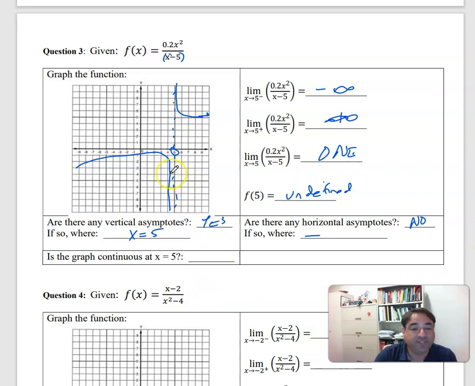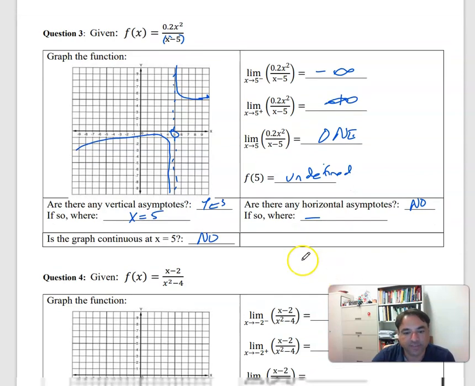And then is it continuous at 5? No. Notice at 5 there's a vertical asymptote. It's not continuous. It goes down, it goes up. There's a big gap there. That gap is a vertical asymptote. So is it continuous? It is not continuous.